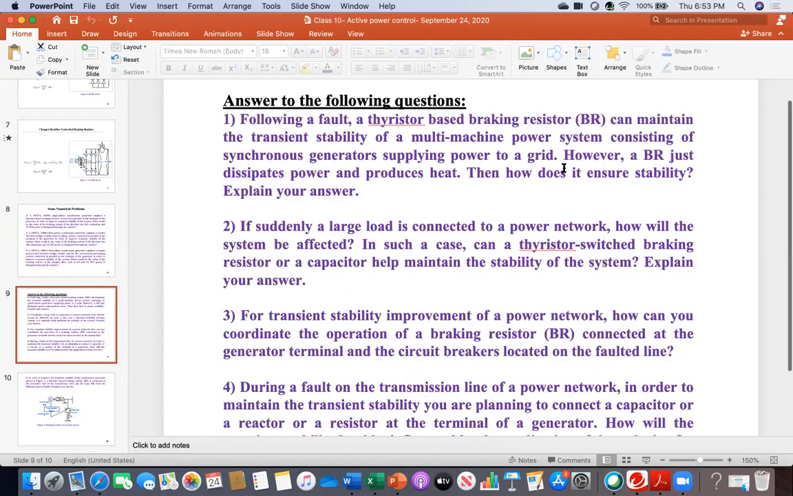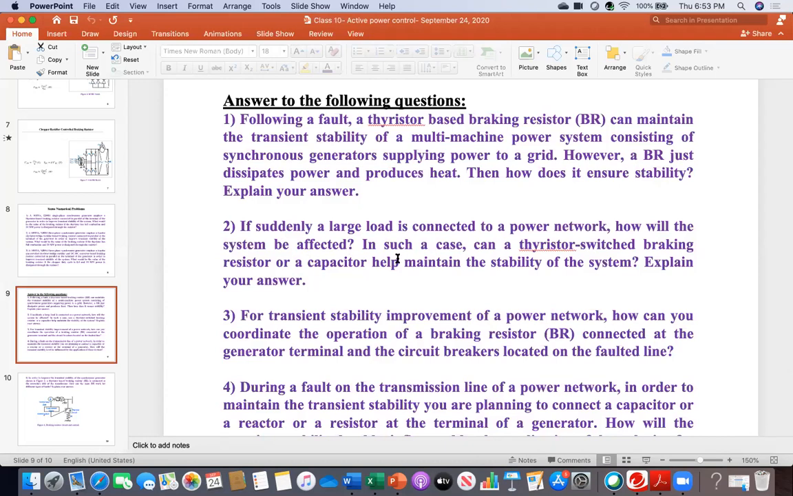So everybody, do you understand the question and answer? Yes, Dr. Yes, yes. So I was creating confusion, saying okay, the braking resistor produces heat, then how is it helping? Because it is providing the power. So heat production is not a problem. That's the meaning. So question number 2, everybody read.